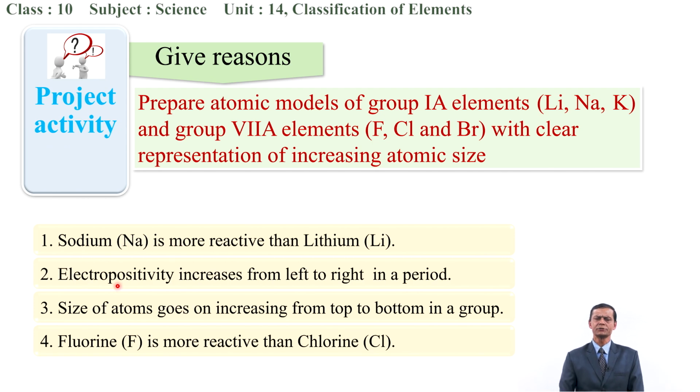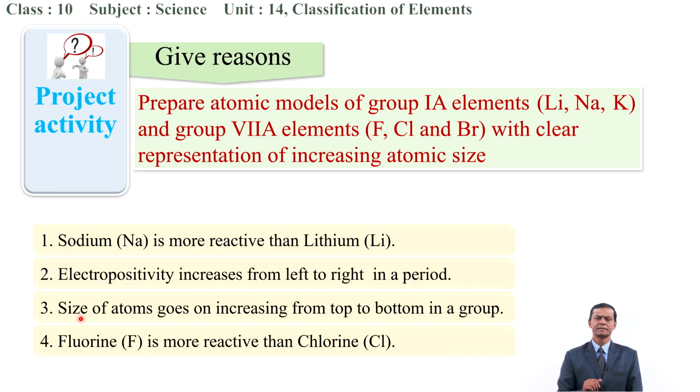Second question is electropositivity increases from left to right in a period. Why? Atomic size gradually decreases from left to right in a period, isn't it? That means elements are metallic to non-metallic. Non-metallic character increases, which are less electropositive and more electronegative.